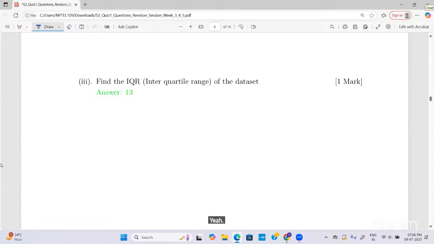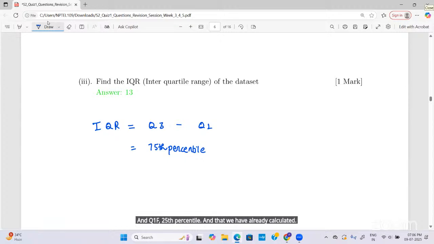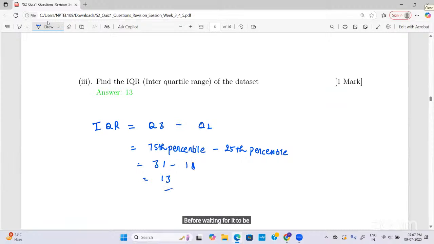Now calculate the IQR. What is the formula? 31 minus 18, that is 13, ma'am. Yes, the formula is Q3 minus Q1. Q3 is the 75th percentile and Q1 is the 25th percentile, and that we have already calculated. This is the 25th percentile, this was 31, this was 18, so it will be 13.